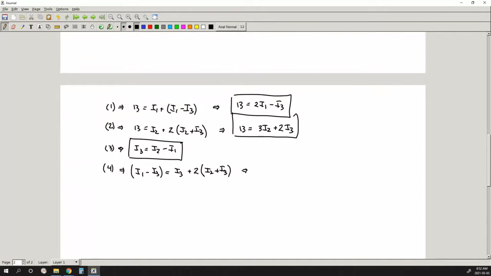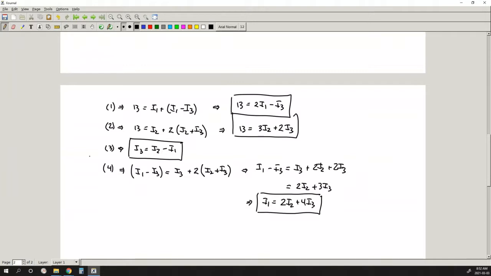We can remove the brackets here, so we're going to end up with I1 minus I3 equals I3 plus 2 I2 plus 2 I3. Shifting things around, we can clean up the right-hand side. We're going to end up with 2 I2 plus 3 I3. And if I isolate it so that I have only I1 on this side, we'll have I1 is equal to 2 I2 plus 4 I3. Okay, so that is our fourth equation.